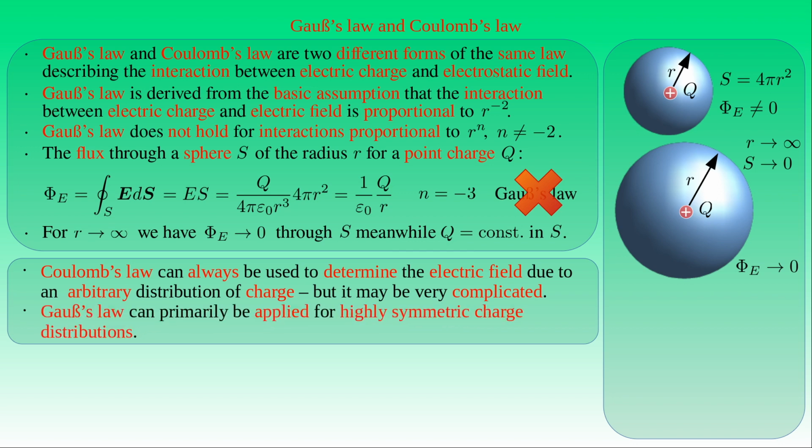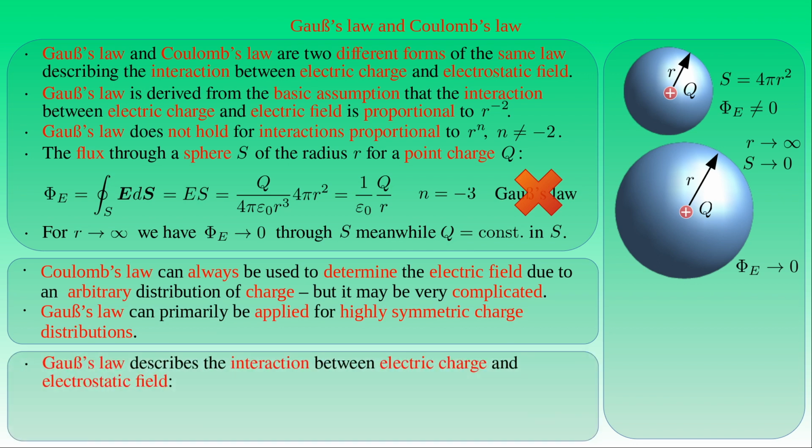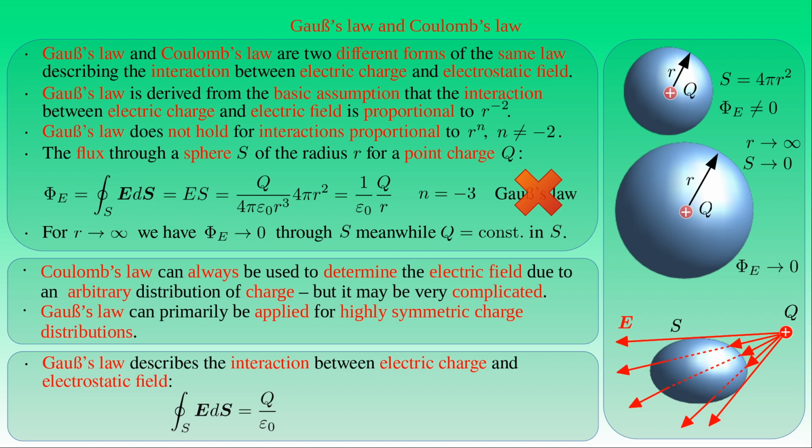Gauss's law can primarily be applied for highly symmetric distributions of charge, which provides a very simple method to determine the electric field strength. In the integral form of Gauss's law describing the relationship between electric field and charge, the electric field E in the integrand is not necessarily due to the charge Q in the right-hand side enclosed by the surface S. Here we can see that the electric field and the flux through the surface S do not vanish. At the same time, the electric field strength due to the charge enclosed by the surface S is zero, and so does the electric flux through the surface, since the volume enclosed by the surface is free from charge. Therefore, the electric field E in Gauss's law can be due to charges both inside and outside the volume enclosed by the surface S.